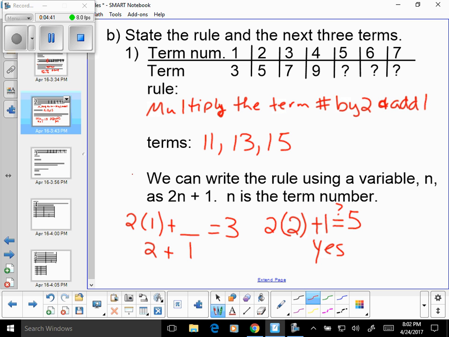And then this is where we can start writing a rule using a variable as 2n plus 1, where n is the term number. And sometimes that's what we can actually write as our rule, rather than writing it out by words.